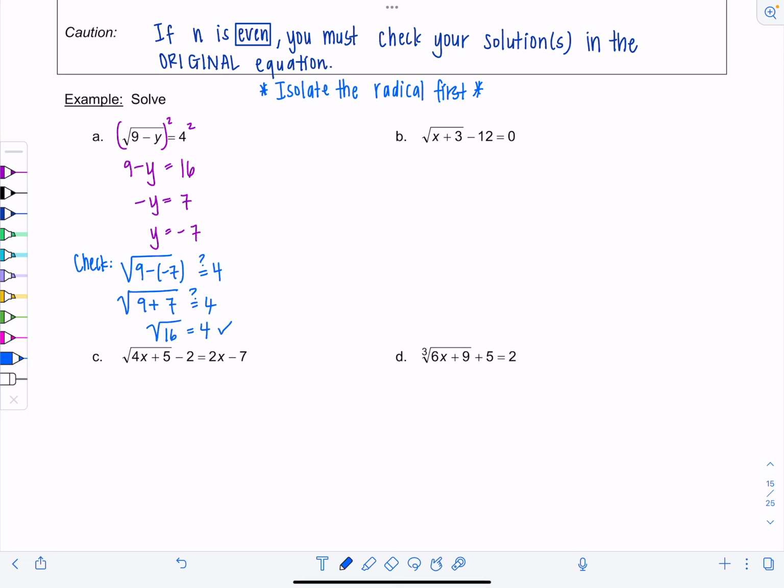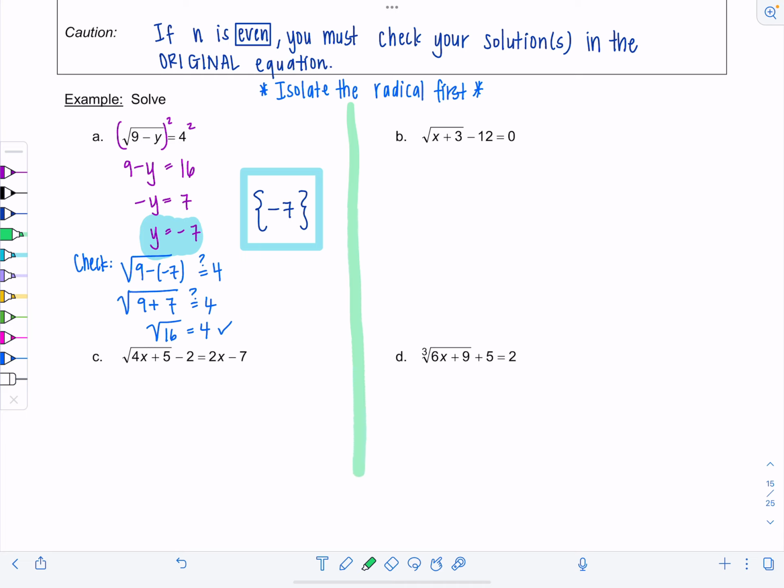So that's why I especially like to put a solution set, because it helps me stop and think and take that one extra step to remember that I'm not done when I just hit y equals negative 7. No, I got to check that solution before I can put it in the solution set. Okay, good. Let's look at another. Here we've got the square root of x plus 3 minus 12 equals 0.